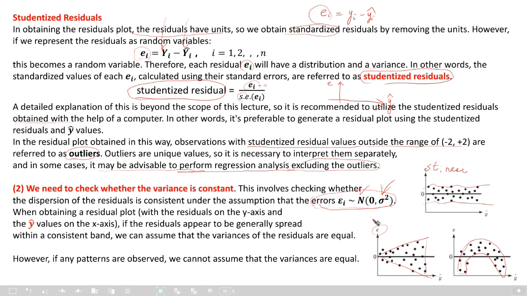Then the result of your statistical analysis will be useless. It's not effective. Okay? So then, what can you do? In this case, we have some options. We will later see some options.